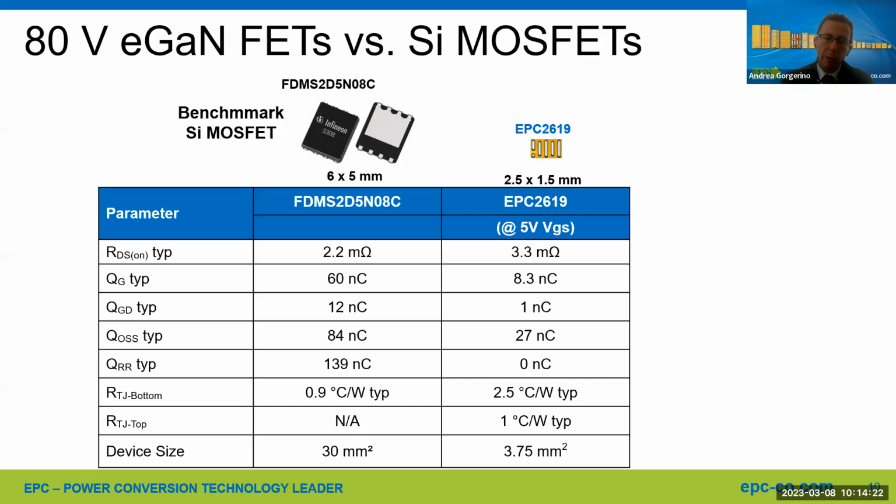The last parameter we're comparing here are the thermal resistances. The thermal resistance to the bottom, that means towards the PCB, is pretty much proportional to the area of the device, right?